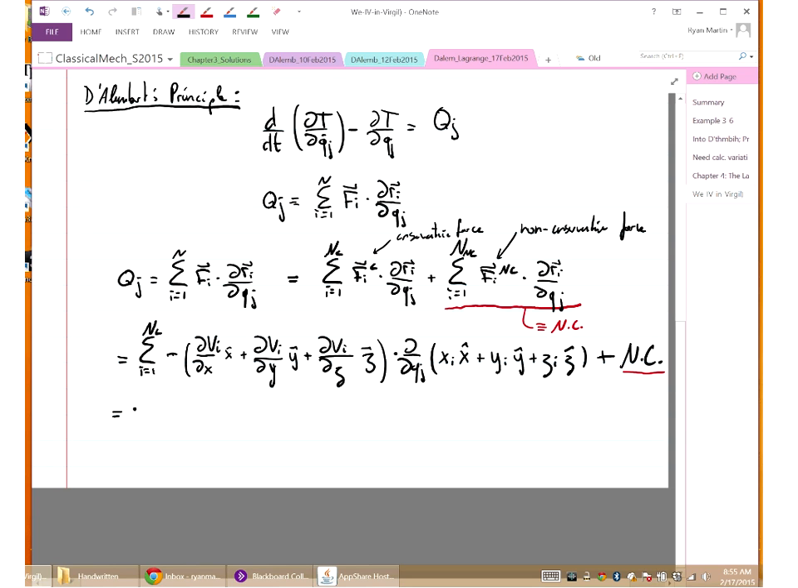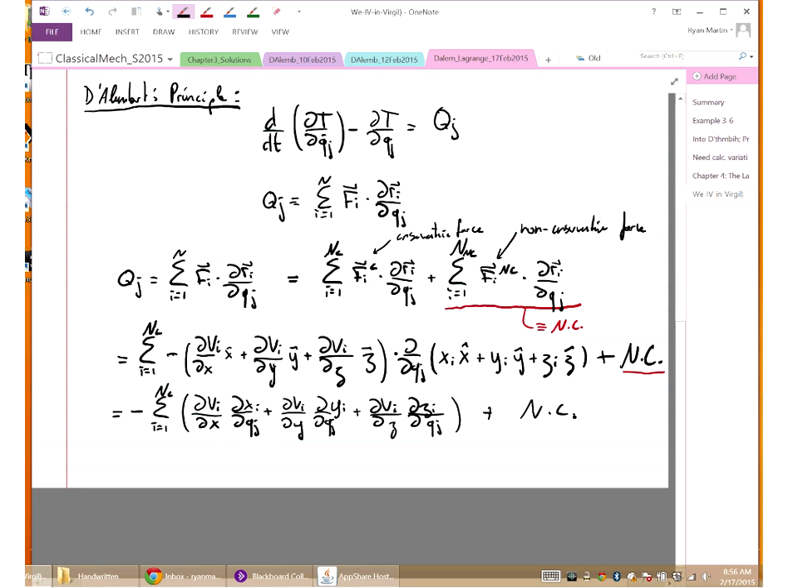So that's going to be equal to, let me put the minus sign out front, the sum from i equals 1 to n_c of ∂V_i/∂x_i ∂x_i/∂q_j, plus ∂V_i/∂y_i ∂y_i/∂q_j, plus ∂V_i/∂z_i ∂z_i/∂q_j, plus the non-conservative side.